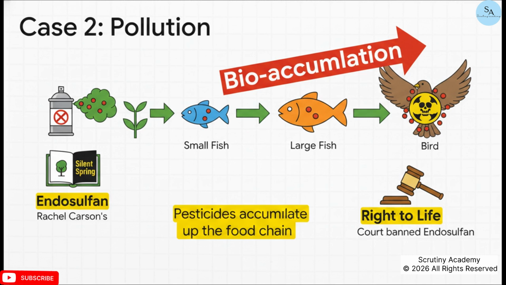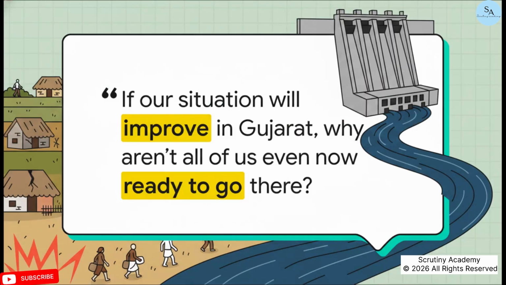The damage was so bad that the Supreme Court had to step in and ban it, saying that pollution violated the fundamental right to life under Article 21 of our Constitution. And for a little extra context, you can mention the book Silent Spring, which was the first big global wake-up call about this stuff.